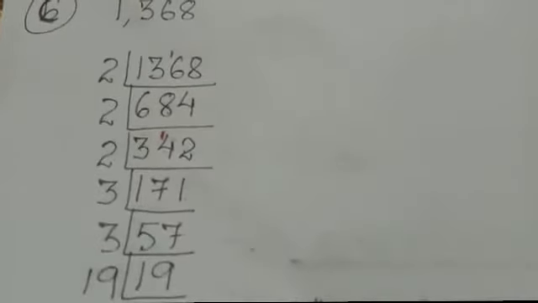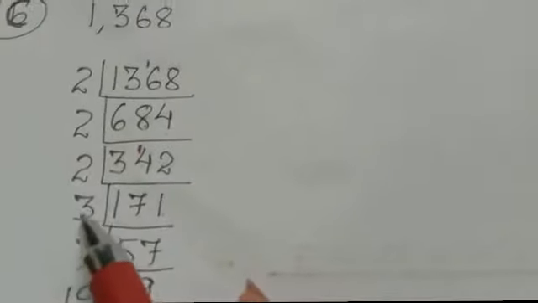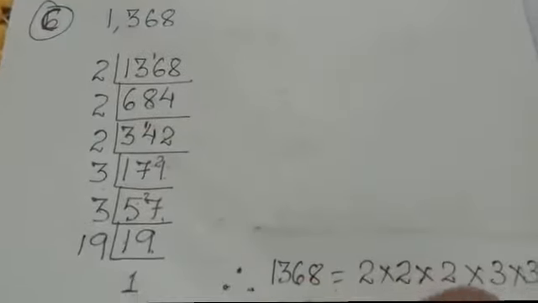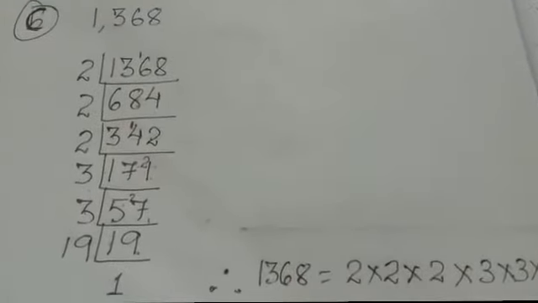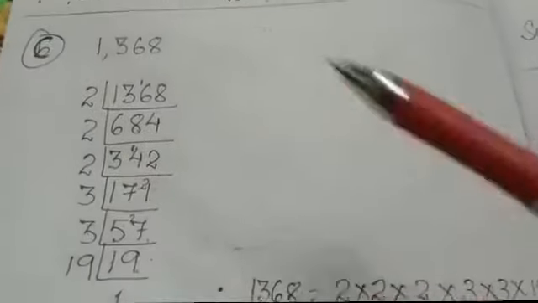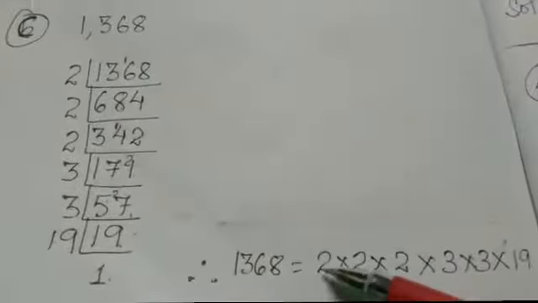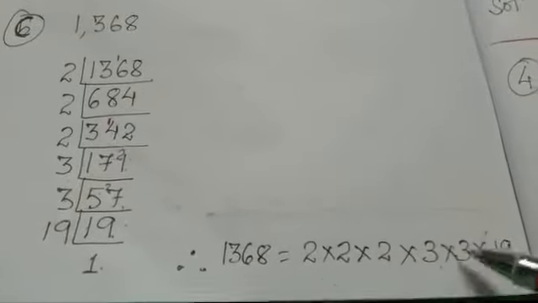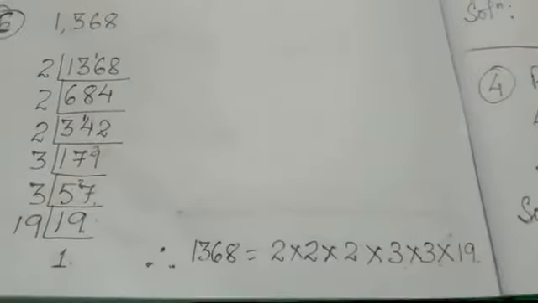Now this is an odd number, we cannot divide by 2. Now we have to do with 3. 3 5s are 15, carry 2. Now this is 21, 3 7s are 21, 3 1s are 3, 3 9s are 27. Now 19 is a prime number, so we cannot divide 19 by any other number, so we have to divide by 19 itself. 19 1s are 19. So the answer is 2 into 2 into 2 into 3 into 3 into 19.